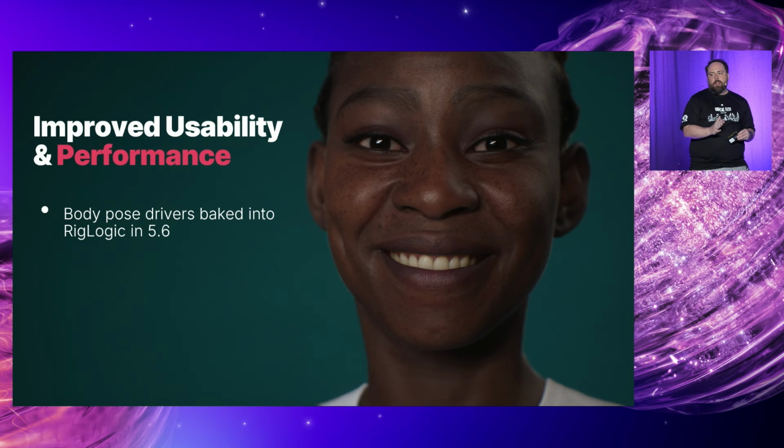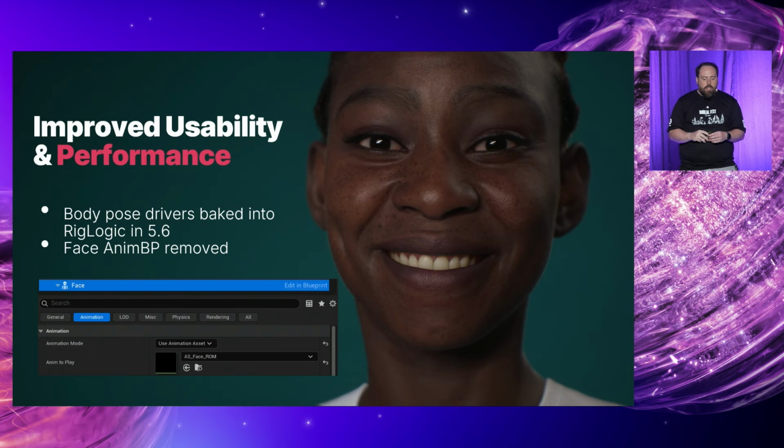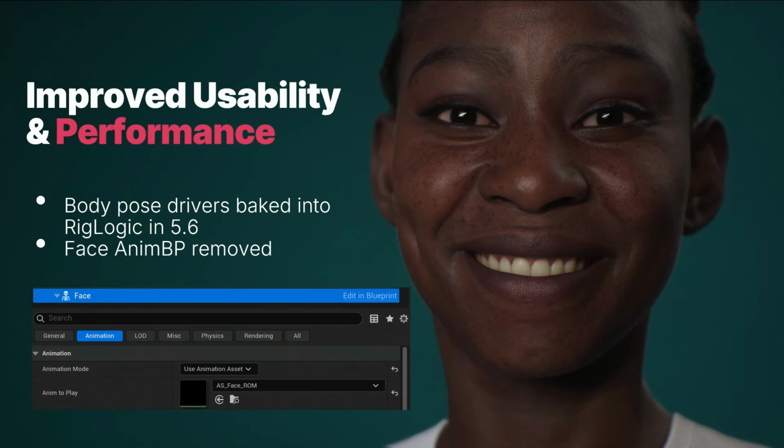On top of that, another performance thing that we've done in 5.6 is we've removed the face AnimBP specifically from the chain. And now that opens up a few options for us, because on top of just not evaluating an anim blueprint, it also allows you to layer in facial animation through the post-process blueprint. I'll talk about that in just a second. And in general, by removing the face AnimBP, it was just much more intuitive.